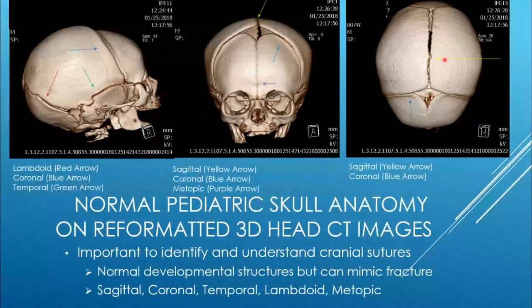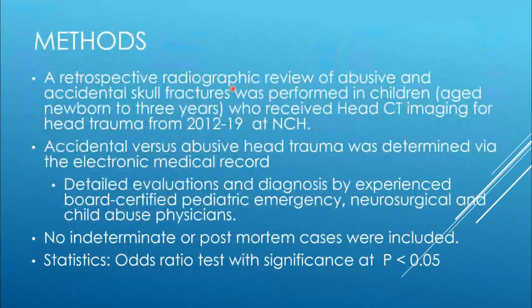So our methods, we primarily utilized 3D head CT images, which allowed us to get lateral, frontal, and vertex views of the skull. From these images, we were able to clearly define and see the skull fracture as well as the sutures. As you can see here, clearly the lambdoid, temporal, coronal, and sagittal sutures. It made it very easy to diagnose and recognize where skull fractures were going across the skull, as well as whether or not they were contacting cranial sutures.